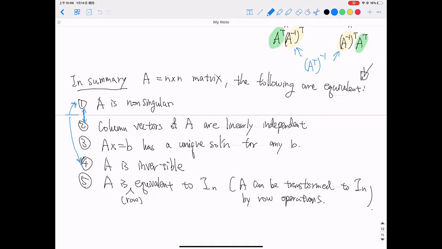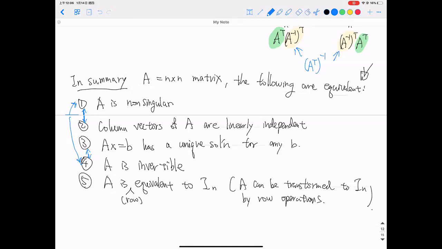Now 2 and 3, how do we do that? Well, 3 and 4 are the same just because once A is invertible, we can solve the system by using A inverse to get a unique answer.